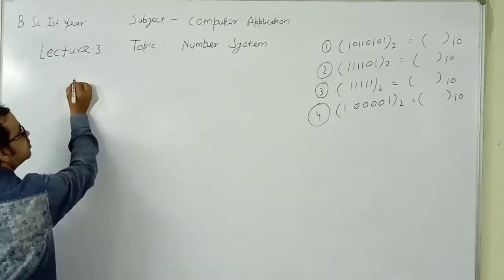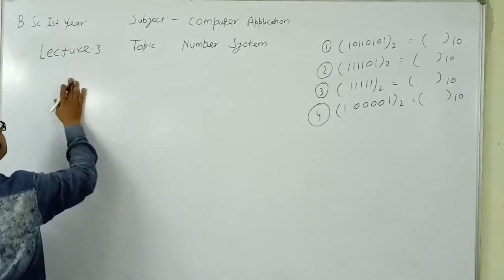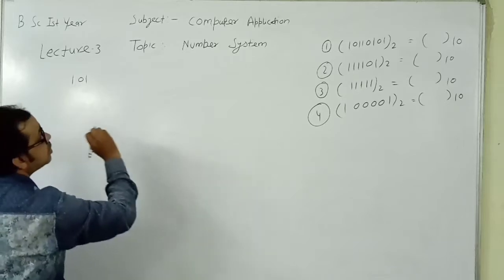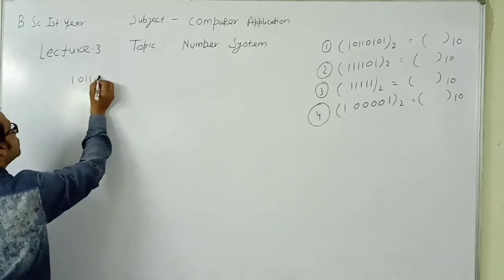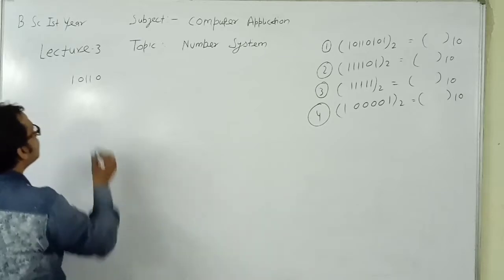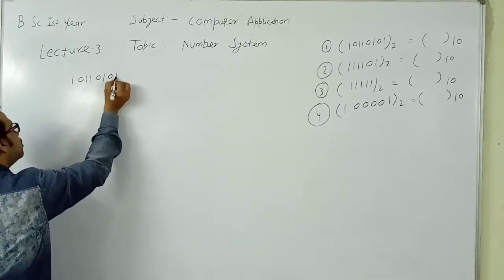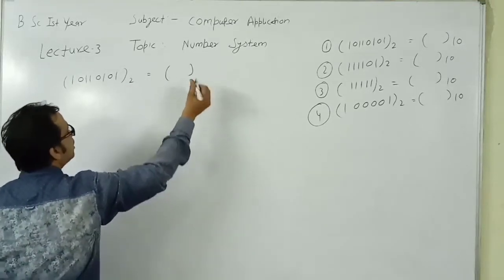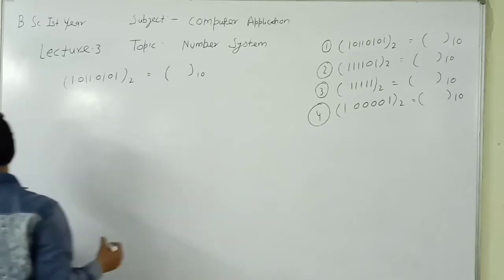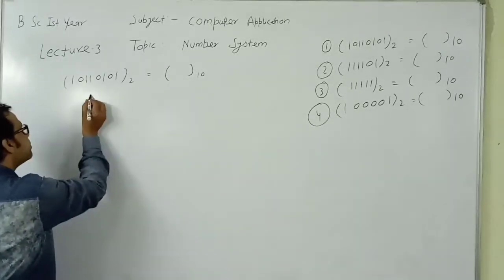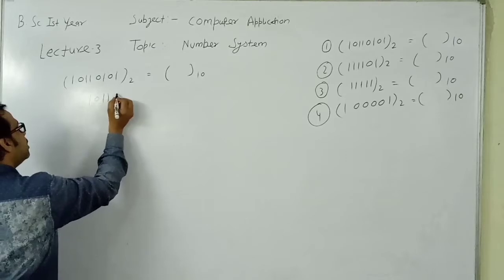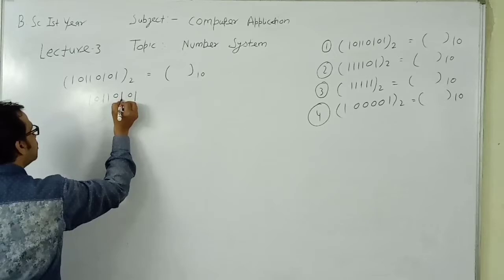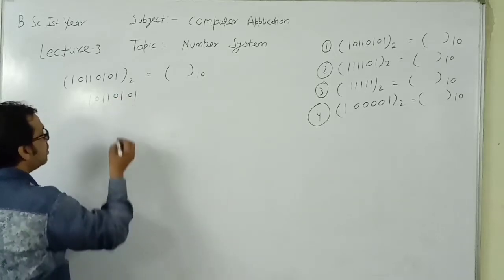1 0 1 1 0 1 0 1. This number is in binary. You have to convert this number into decimal. Write down this number 1 0 1 1 0 1 0 1. Now convert this number into decimal.